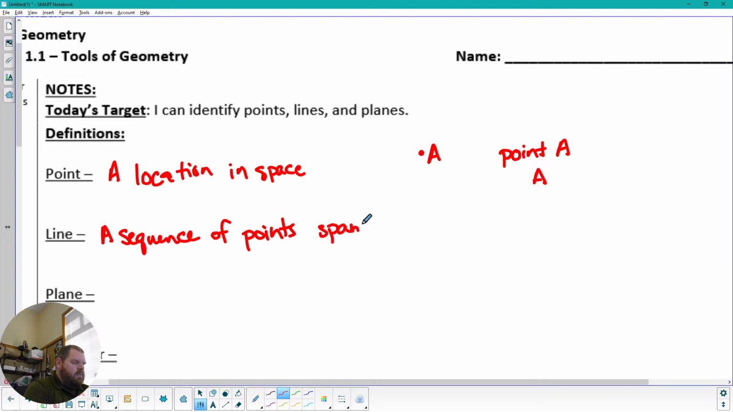A line is just a sequence of points spanning, I'll say forever, in opposite directions.